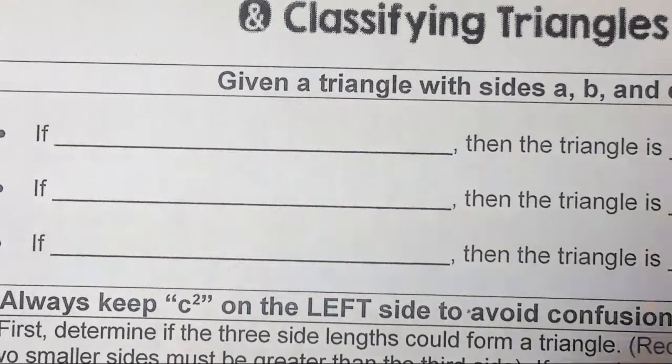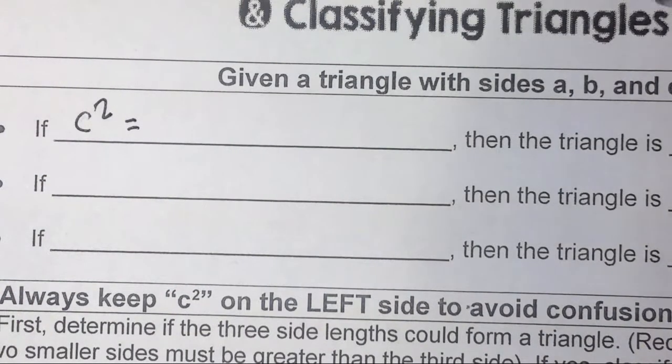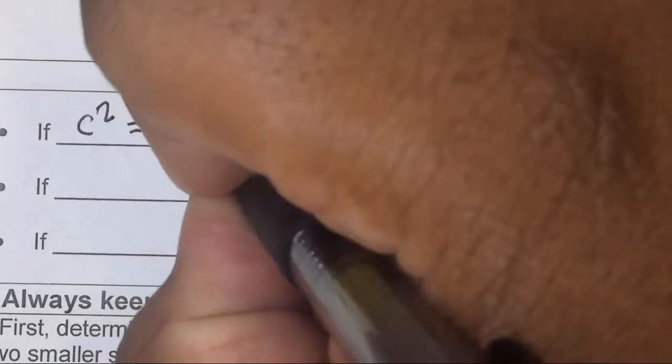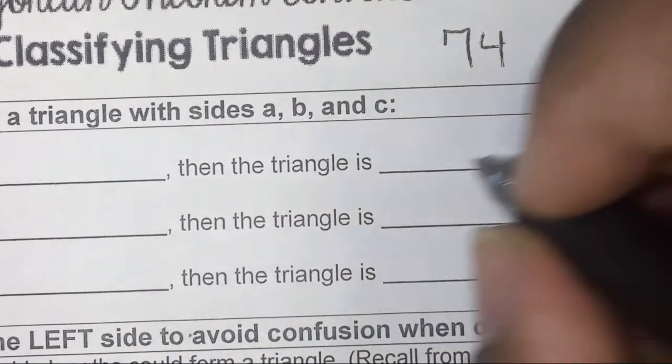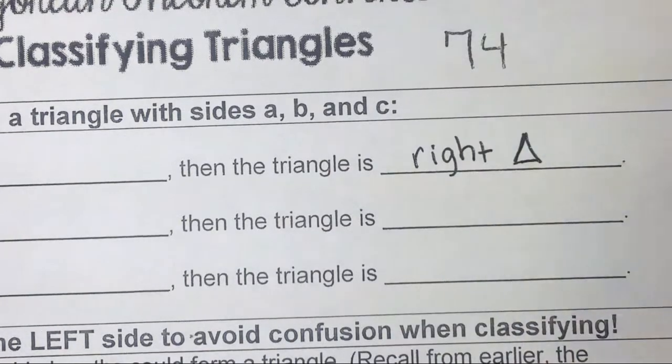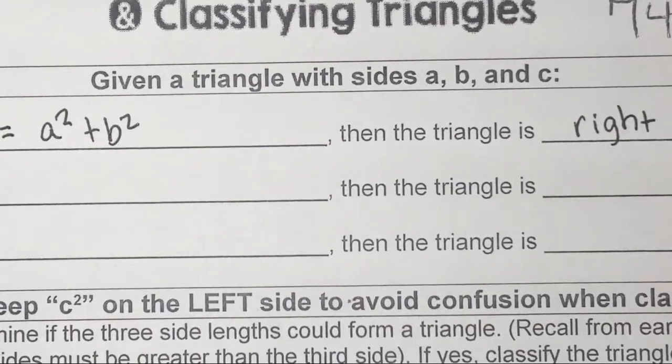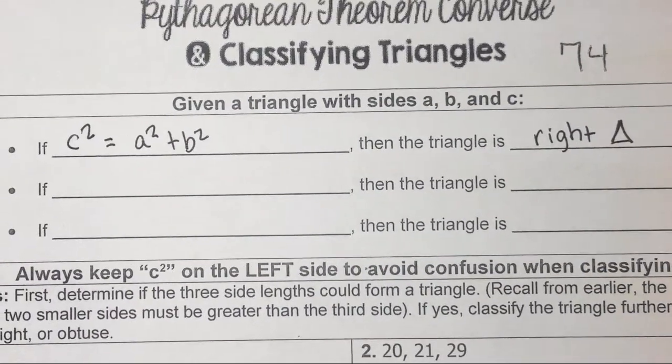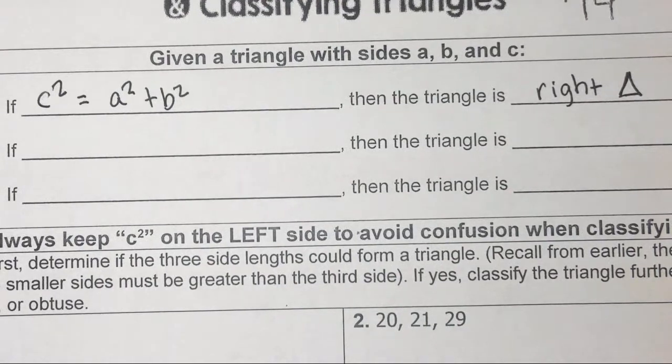Regular Pythagorean Theorem. You know it as c squared equals, and I'm putting the c squared first, I'm doing it for a reason, a squared plus b squared. If that's the case, then you know that your triangle is a right triangle. Alright. Let me zoom out so you can see all at once. So if you have c squared equals a squared plus b squared, which y'all should all be familiar with, then your triangle is a right triangle.